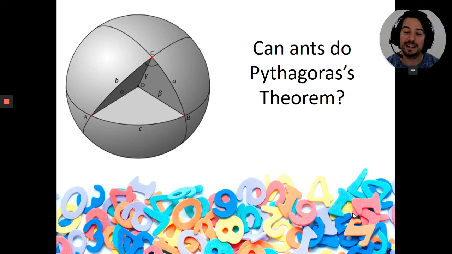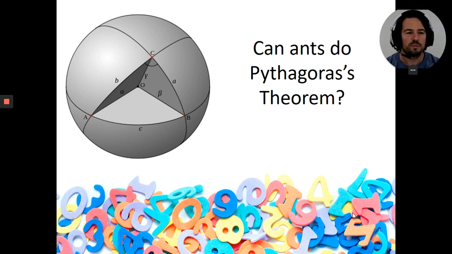So the ants, no, they cannot do Pythagoras' theorem on this sphere. In fact, it's perfectly possible on a sphere to create a triangle where the angles are all right angles. Imagine going from the North Pole down to the equator, turning 90 degrees, going along the equator, turning 90 degrees to face north again, and then going back to your starting point. There you've got a triangle where the angles add up to 270 degrees.